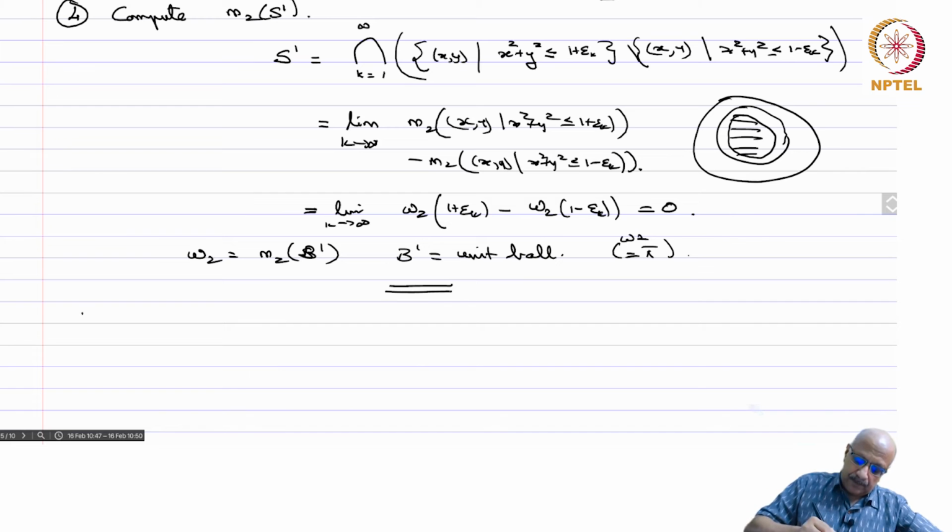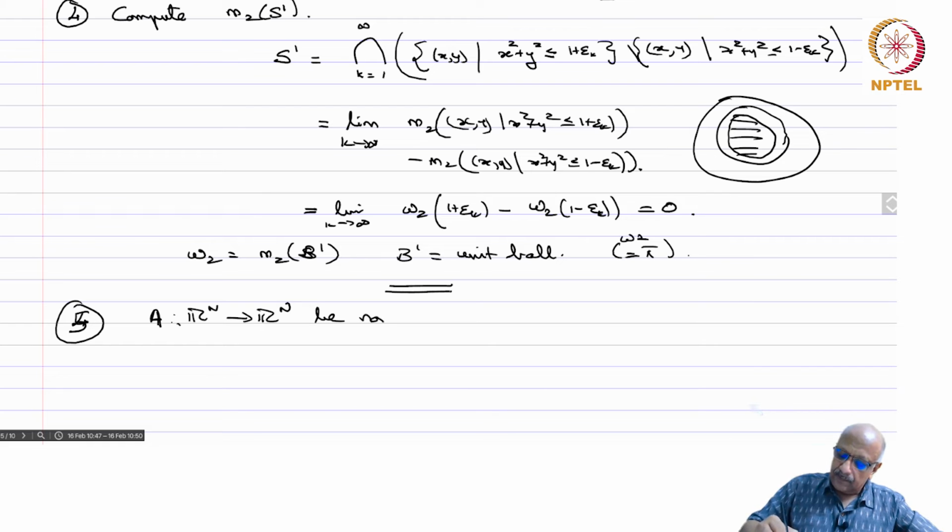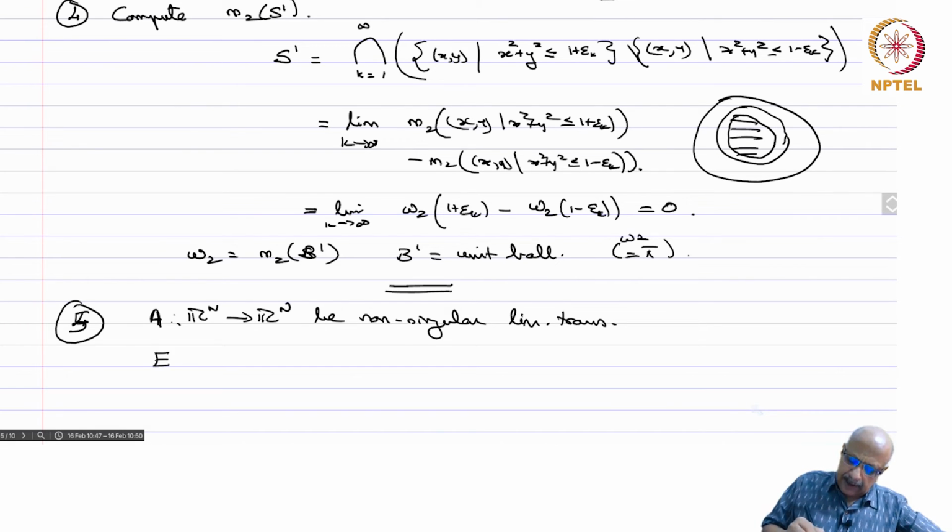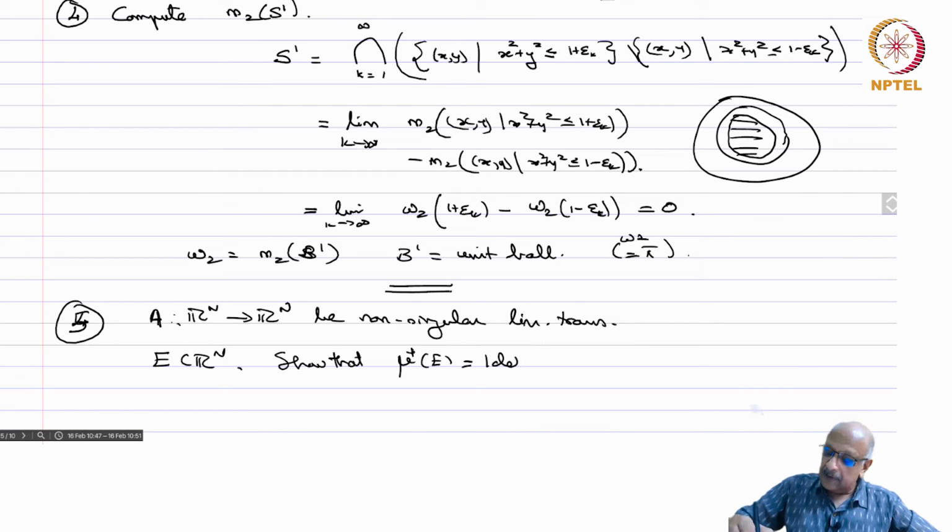Then 5. Let A from Rn to Rn be a non-singular linear transformation, and E contained in Rn. Show that mu star of E equals mod determinant of A, mu star of E.